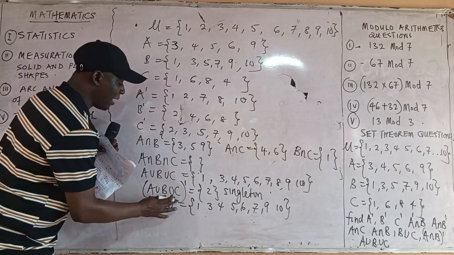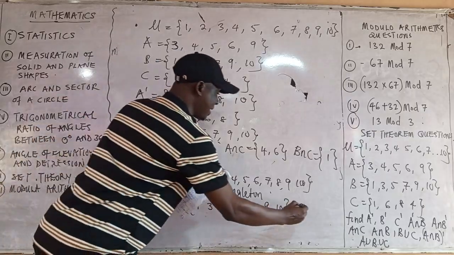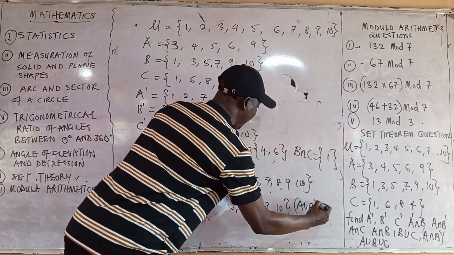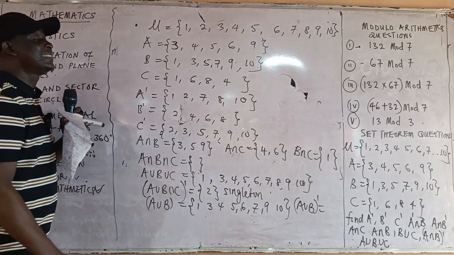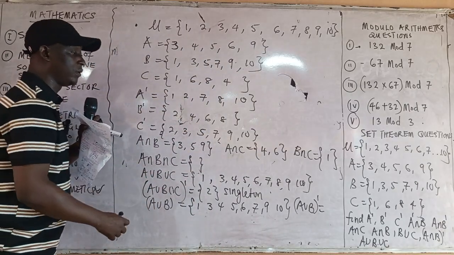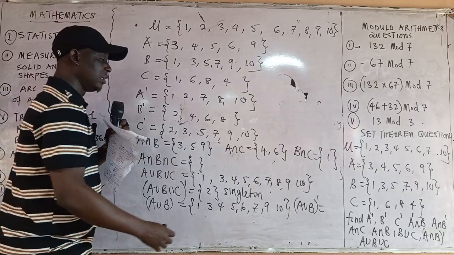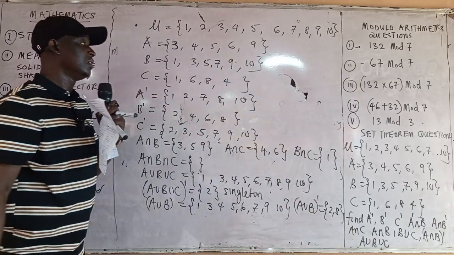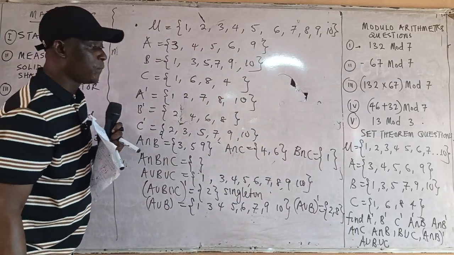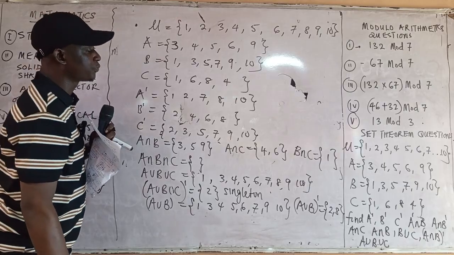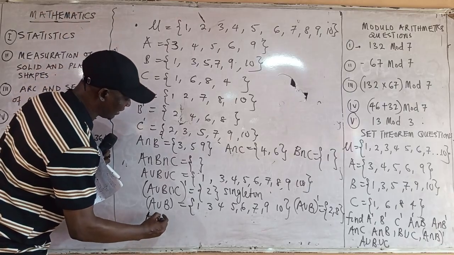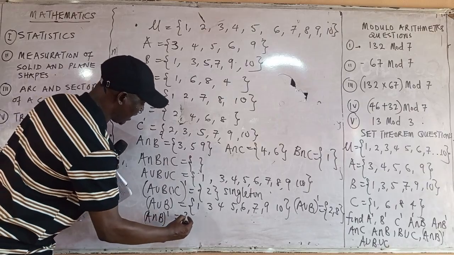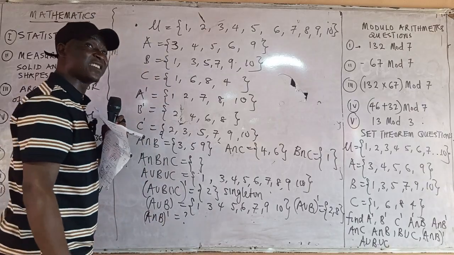Now, what about A union B complement? That means what is not in A union B? 2 and what? Excellent. These students are very intelligent. They are ready for it. Now, what you're going to do for me is this one: A intersection B prime. Assignment. You send the answer to the comment section.